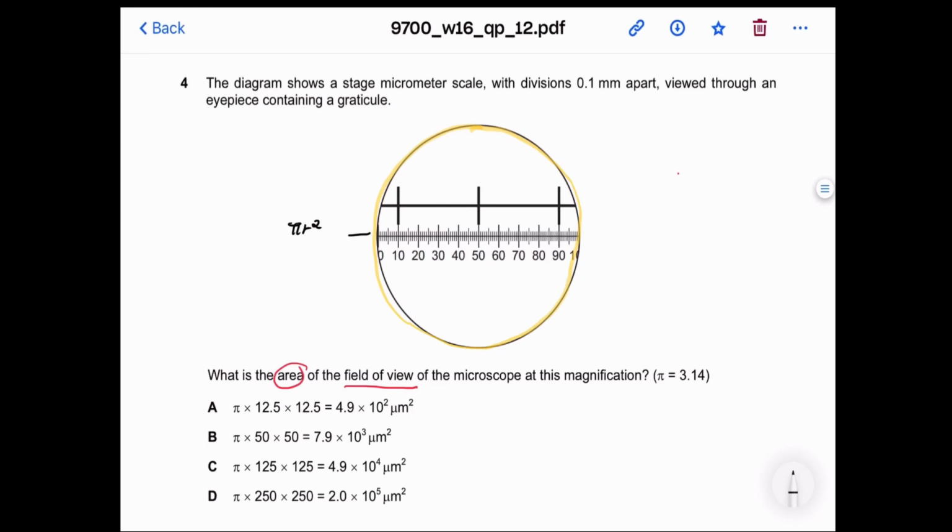So now, how do you identify the radius for this particular area? We know that this is the stage micrometer, and the scale with the small divisions is known as the eyepiece reticle. In order to find out the radius, given here is the diameter. So what you can do is identify the length of the diameter, which is 100 divisions. So the radius will be 50 divisions.